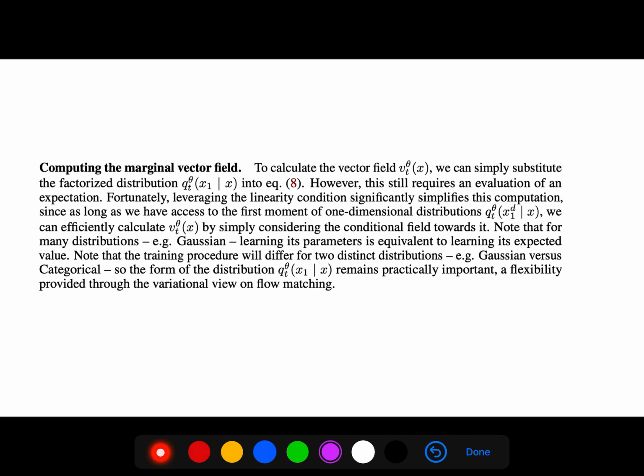then you will see, however, this still requires an evaluation of an expectation. Fortunately, leveraging the linearity condition significantly simplifies this computation, since as long as we have access to the first moment of the one-dimensional distribution, we can efficiently calculate V by simply considering the conditional field towards it.